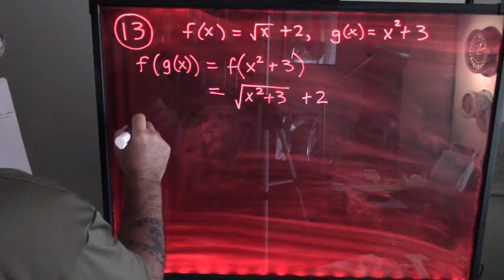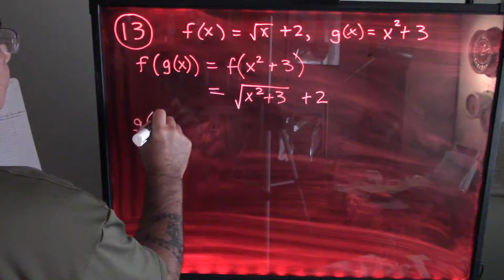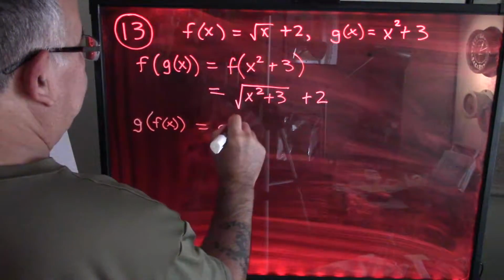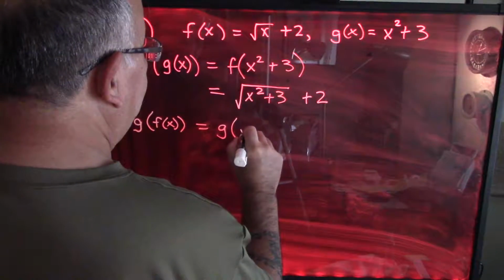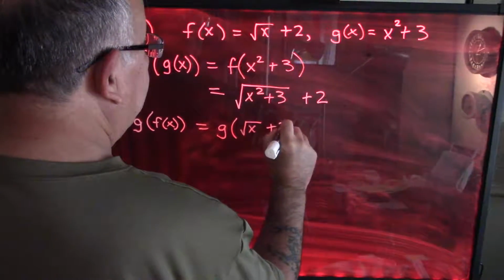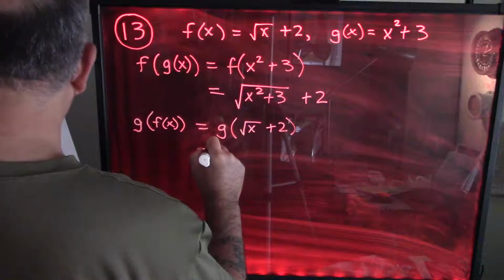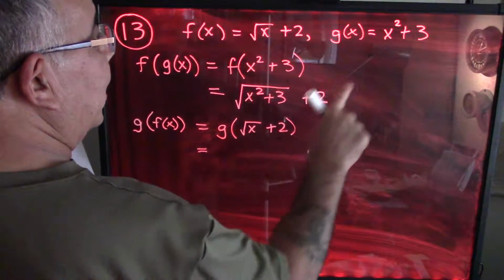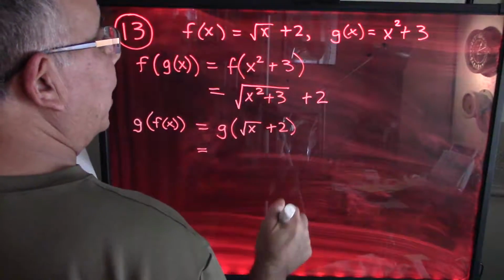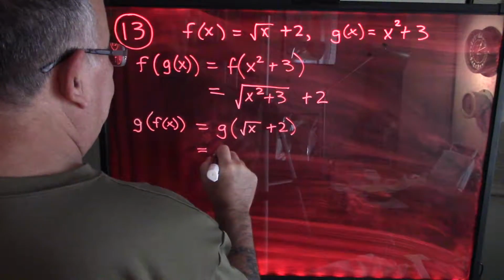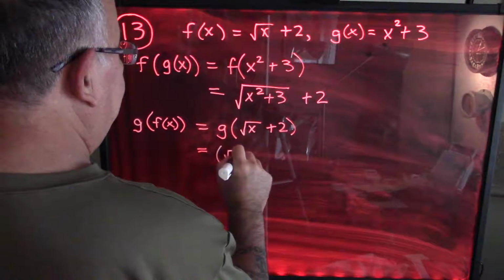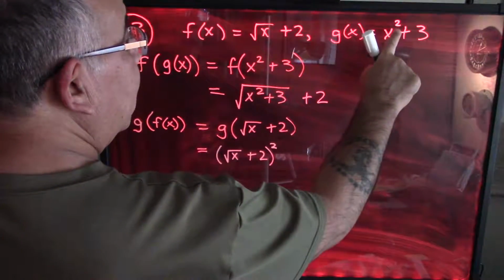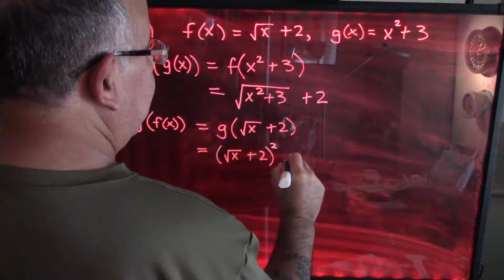Alright, so now g of f of x is g of square root of x plus 2. Okay, and you take the square root of x plus 2, plug it into x over here in g, and you've got square root of x plus 2 in parentheses squared right there plus a 3.